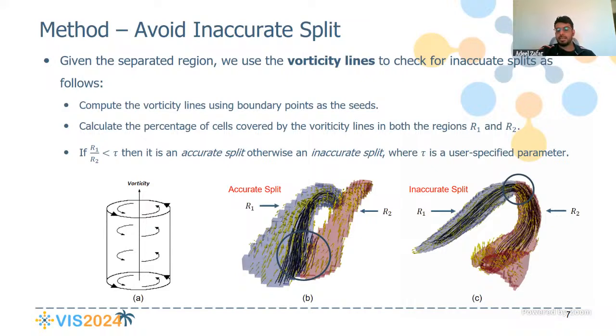The idea is that if a region belongs to one vortex, then the vorticity lines cover almost the same percentage of cells in both regions, as shown in figure C. Otherwise, they stop extending towards the second region, as shown in figure B.